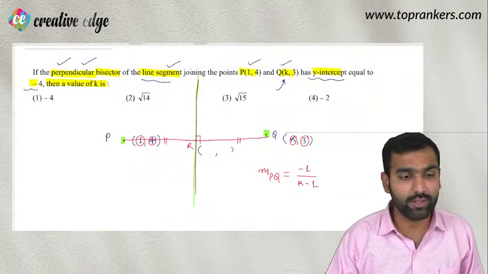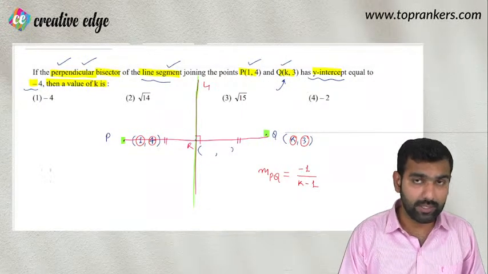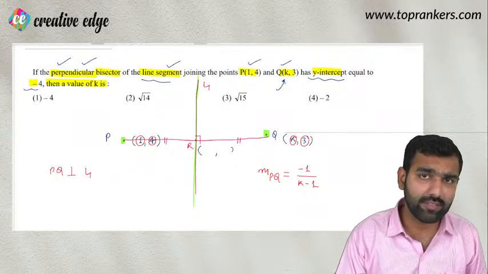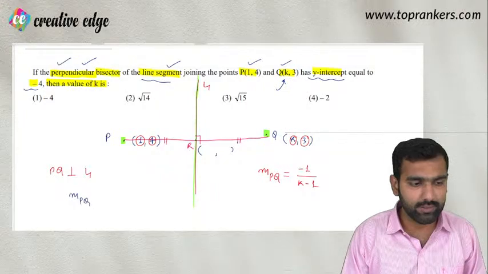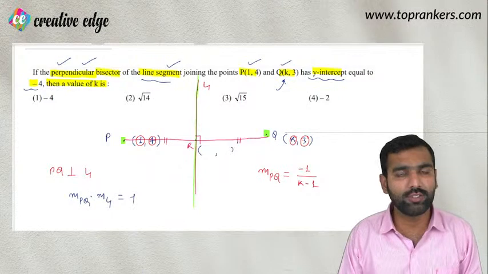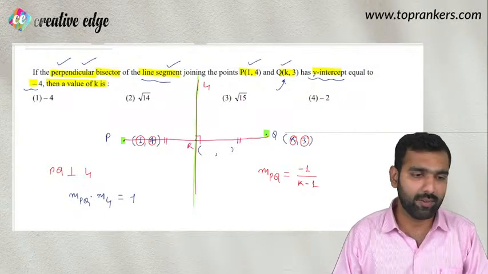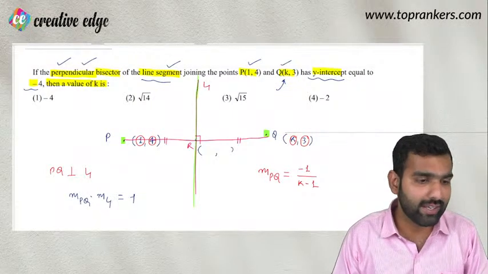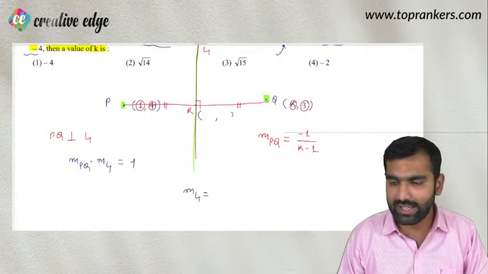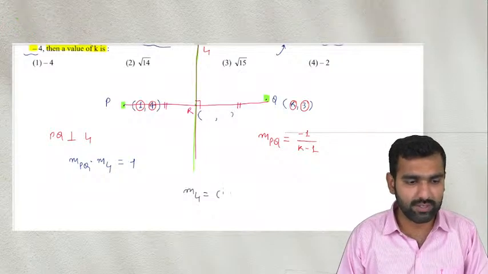I hope you know when two lines are perpendicular, for example, line PQ, let me call the perpendicular bisector line L1. We know that the line PQ is perpendicular to line L1. What does it mean? I hope you know this very basic fact that if two lines are perpendicular, then the product of the slope of line PQ and the slope of line L1 is going to be -1. On that basis, if I proceed further, can I figure out the slope of the line L1? I hope that's a very simple task. So the slope of the line L1 is going to be the negative reciprocal of the slope of PQ, which is clearly going to be nothing but k minus 1.